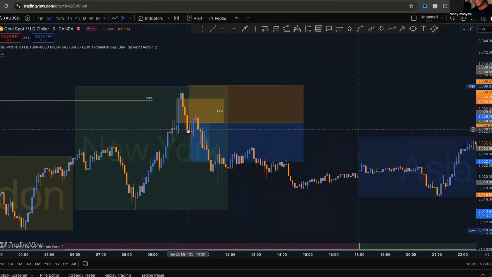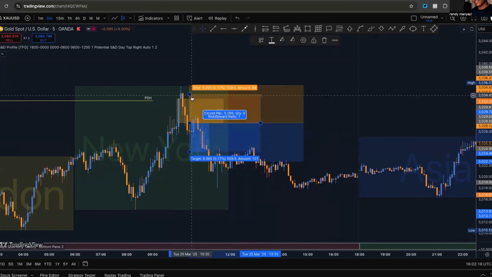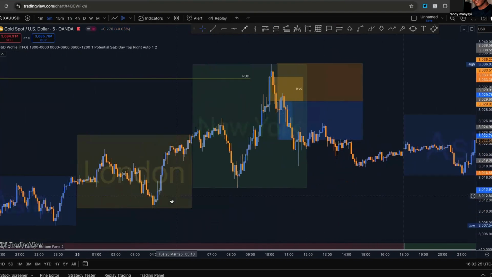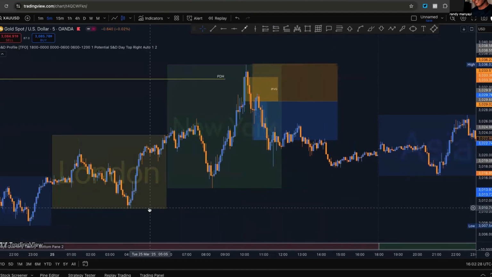Okay, to me, that's an opportunity. And I did the same thing that I did on Monday. I placed this limit order with my stop above here, and I was actually targeting the London low. I was targeting the London low right here.